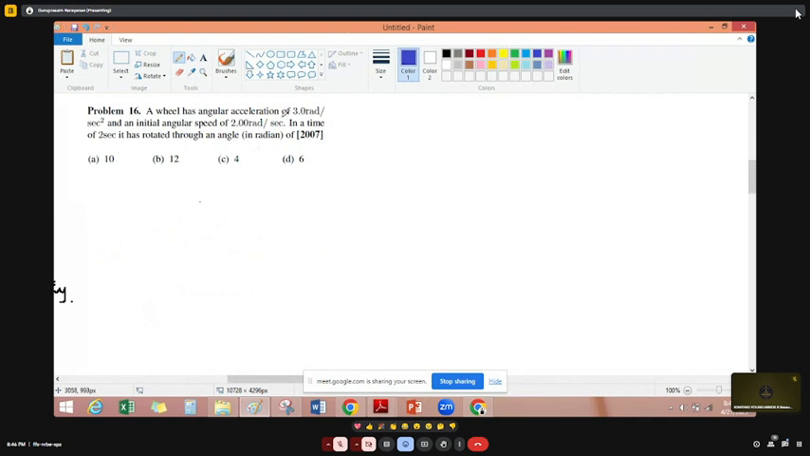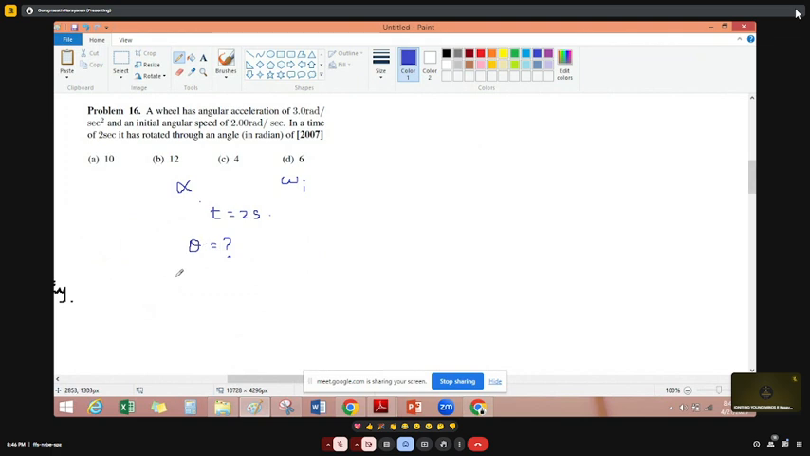A wheel has angular acceleration and an initial angular speed. So that means alpha is given, omega initial is given. In a time of t is equal to 2 seconds, it has rotated through an angle of, so they're asking you to find the theta. So acceleration given, initial velocity is given, s is asked.